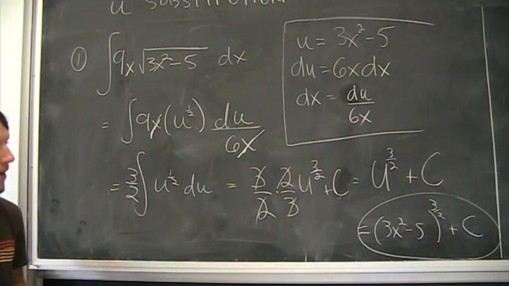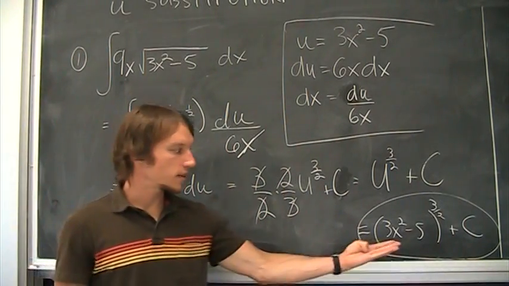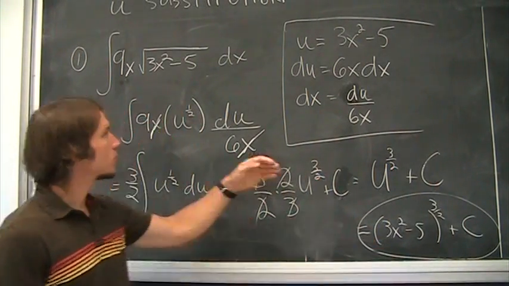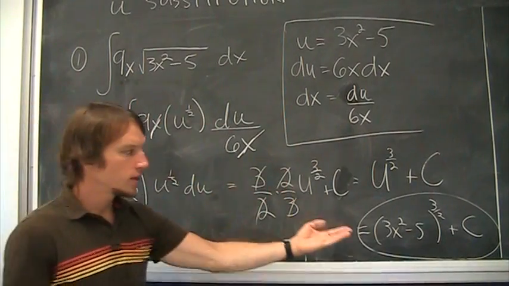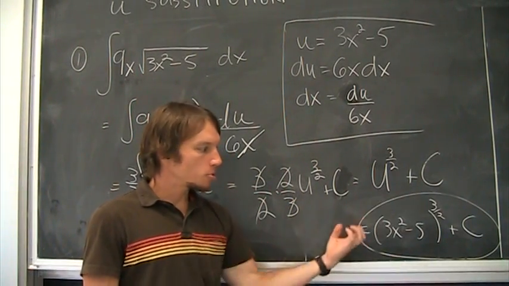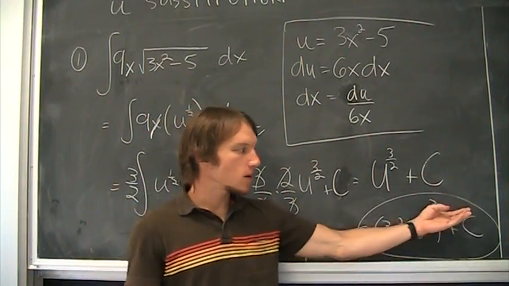And that is my antiderivative. I can always check that by differentiating this, right? If I differentiate this, I should of course end up with this original function. So think about what happens there. I pull down the 3/2, leave that alone, take 1 away.